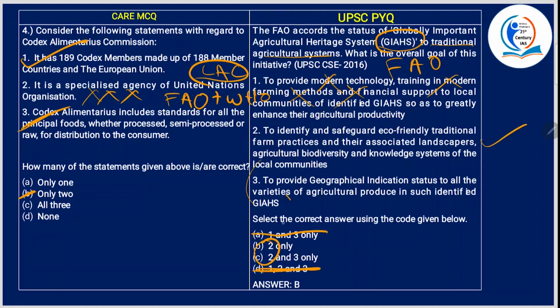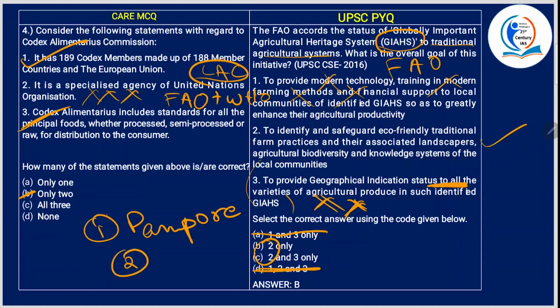Now we have to check the third statement. To provide geographical indication status to all the varieties of agricultural produce in such identified GIAHS sites. No, this is wrong. To all, it is so generic, right? So let me tell you that there are 3 recognized GIAHS sites in India. One is Pampore Saffron Heritage of Kashmir, and Koraput Traditional Agriculture of Odisha, and Kuttanad below sea level farming system of Kerala. So these 3 also are important. So this is wrong, which means B is the answer.